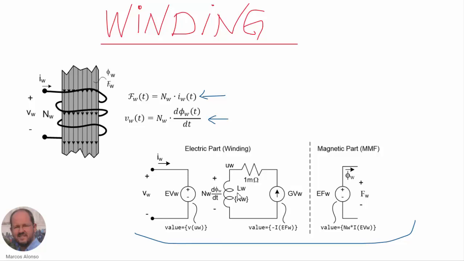We use this series resistance to avoid any convergence problem. And then the last element corresponds to this behavioral voltage source, which is generating a voltage equivalent to the magnetomotive force, which is the number of turns times the current circulating through the winding, which is the current through the behavioral voltage source that we have here at the input.